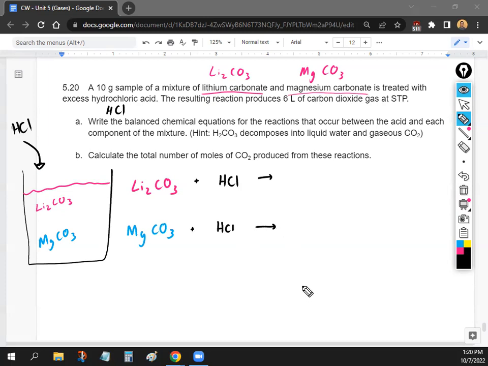Does that make sense? So if you have a mixture of ionic compounds where you have the same anion or the same cation, obviously they're not going to react because if you swap them, you get the same compound, right? So that's how that works.